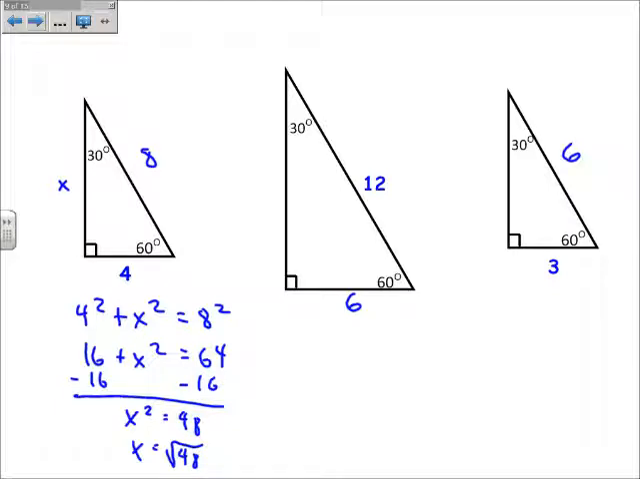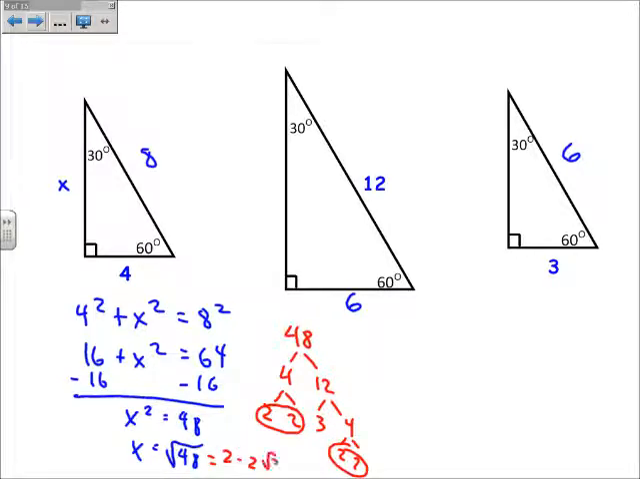So to simplify this, I'll use a factor tree. Let's see here, 4 times 12. 4 is 2 times 2, and 12 is 3 times 4, and 4 is 2 and 2. So I have a pair and a pair here, which gives me perfect squares. 2 times 2 root 3 is 4 root 3.